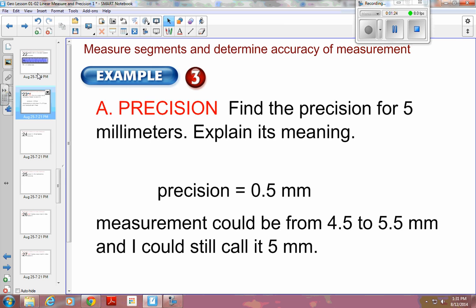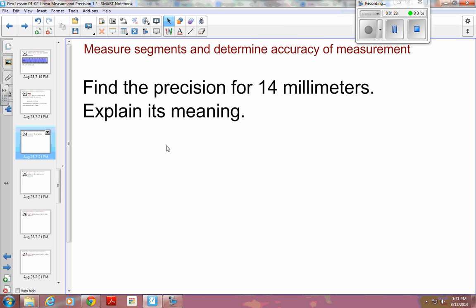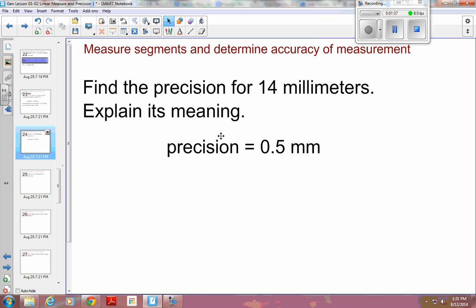So hopefully you got that on the easy example. So let's go to the next one. Still pretty easy. Find the precision. Precision is going to be 0.5 millimeters. We're measuring in millimeters, and I've got 14 millimeters there.